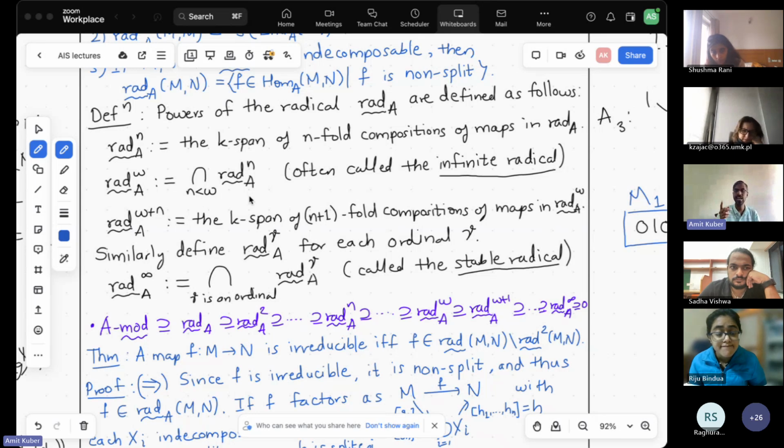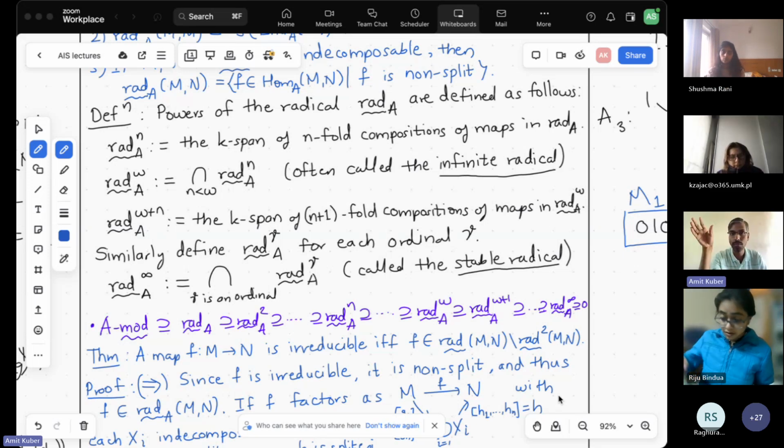So a finite representation type algebra has rad omega equal to 0, and that is an if and only if condition. This is the result of Auslander. And we don't have to stop; rad omega is not necessarily the stopping point. We can continue with rad omega plus 1, rad omega plus 2. We can continue through the ordinals. If you know a little bit about ordinals, every ordinal can be written as a limit ordinal plus a finite ordinal. So every lambda can be written as gamma plus n, where gamma is a limit ordinal and n is a finite number.